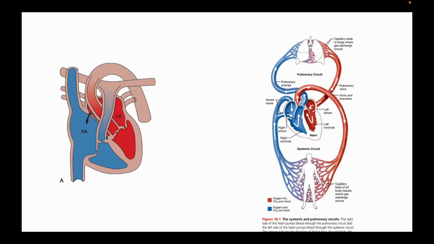In a normal heart of an adult, the right and the left atrium should be separated by the septum. But as you can see here in the picture, there is a hole between the right atrium and the left atrium. This condition is known as atrial septal defect. Atrial refers to the atrium, septal refers to the septum. Therefore, atrial septal defect makes sense.